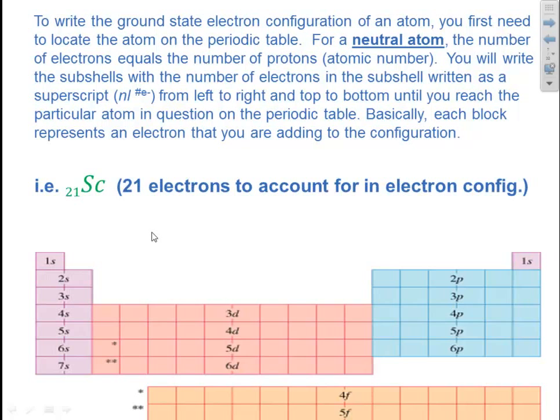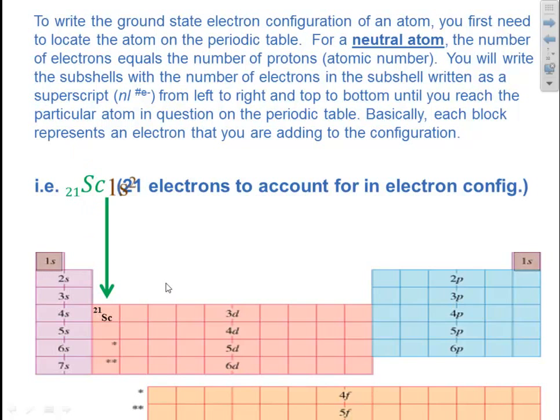So, let's look at scandium, number 21. Okay, that's atomic number 21. That means it has 21 electrons to account for in its electron configuration. Scandium is right there in the first D block. So what we're going to do now is name our electron configuration starting from the top, go all the way through, accounting for every one of these blocks till we hit the element in question.